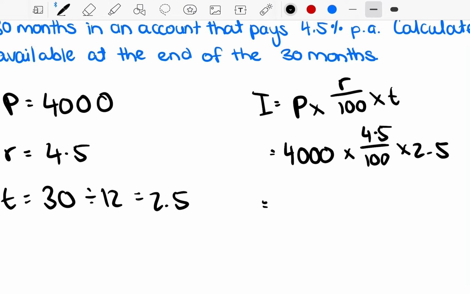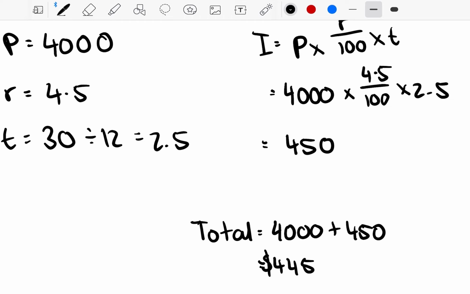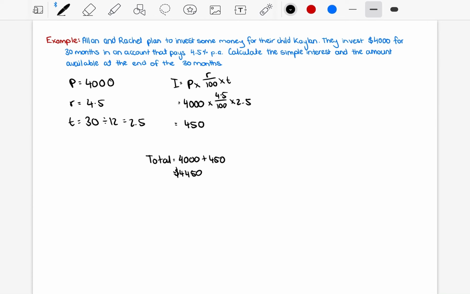Put that in your calculator, and that should get you 450. So now that you've done that, to get the total, we need to add the original amount, 4,000, plus my interest, which is 450, to get $4,450 available at the end of 30 months. So it just comes down to making sure you're reading the question properly.